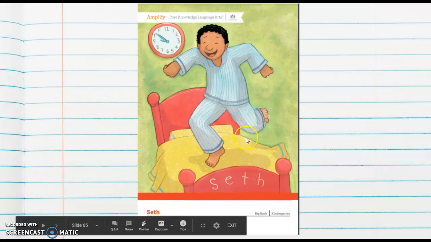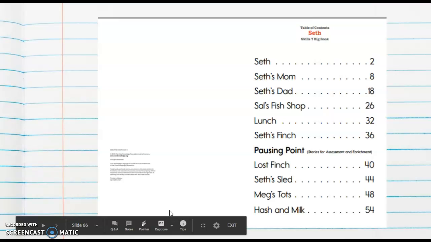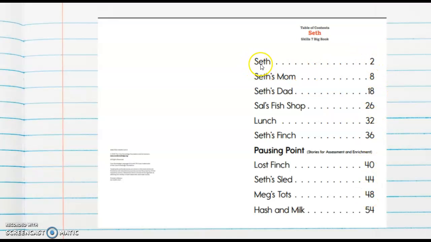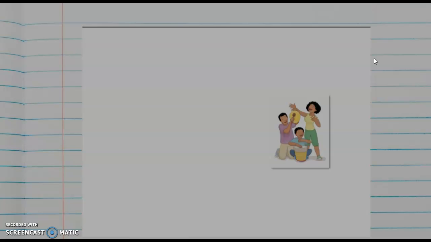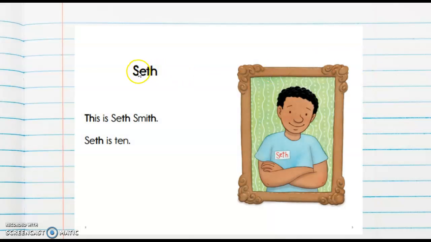Seth. And remember, this is the front cover and it lets us know what the story is going to be about. Within our book, we have the titles of what we're going to be reading, and we also have page numbers. So these are the page numbers when we're looking for different titles. So right now we're going to be reading Seth, and Seth is on page 2. Let's go ahead and begin.